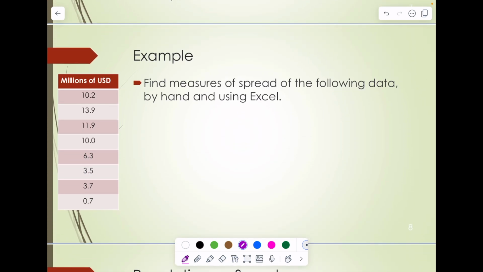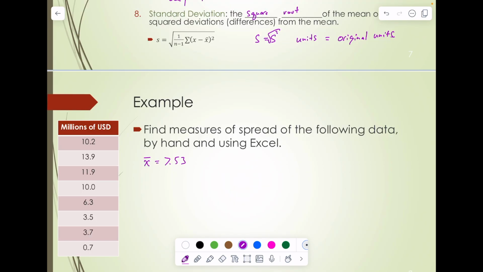Let's go back to our example of the Coldplay album sales, and let's find the measures of spread for the following data, and let's do this by hand. So we already know that the mean is equal to 7.53. Now, should we round or not? Generally, the thing to do is to not round. So let's keep it like that. Only round at the very end.